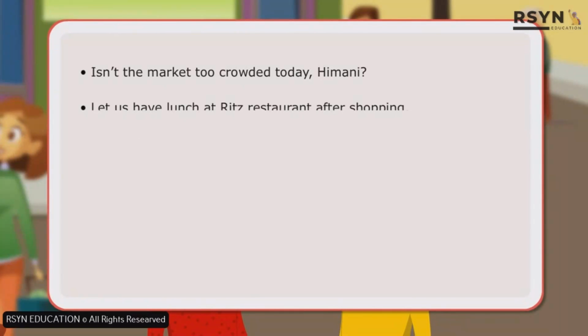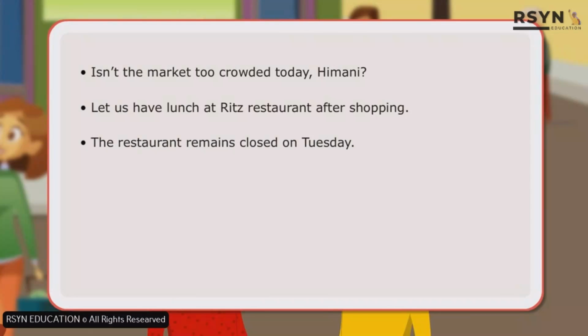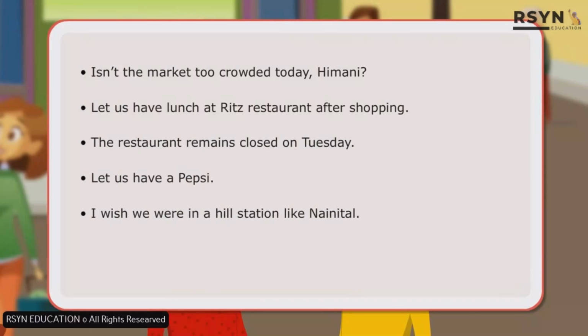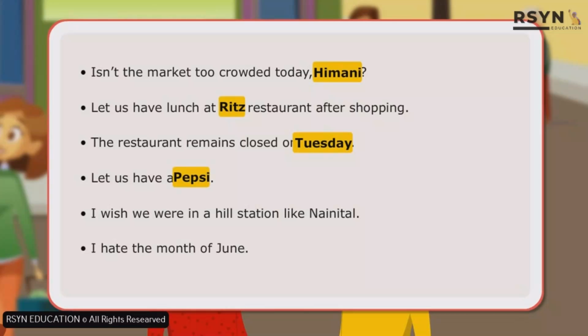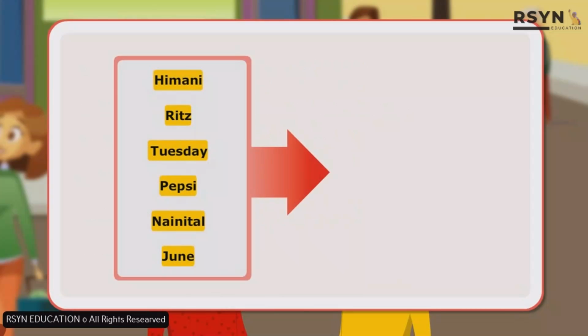the friends have used proper nouns referring to a particular place, person, brand, month, and day of the week. All these proper nouns have been capitalized. The words Himani, Ritz, Tuesday, Pepsi, Nainital, June are examples of proper nouns.